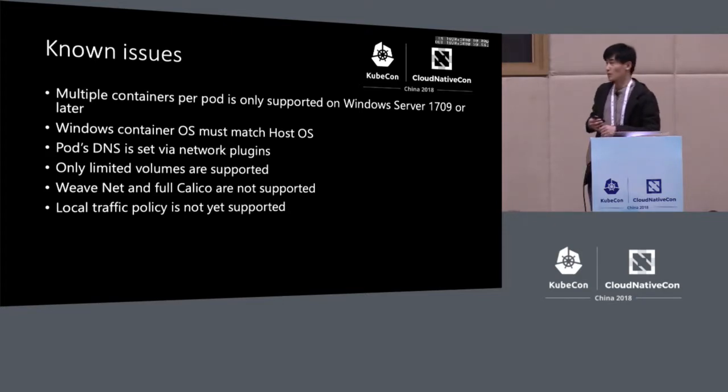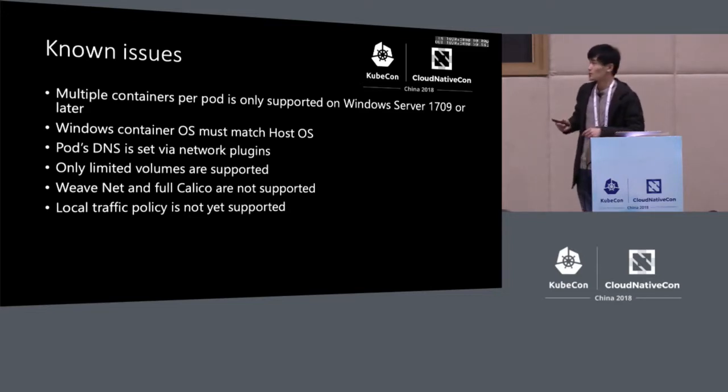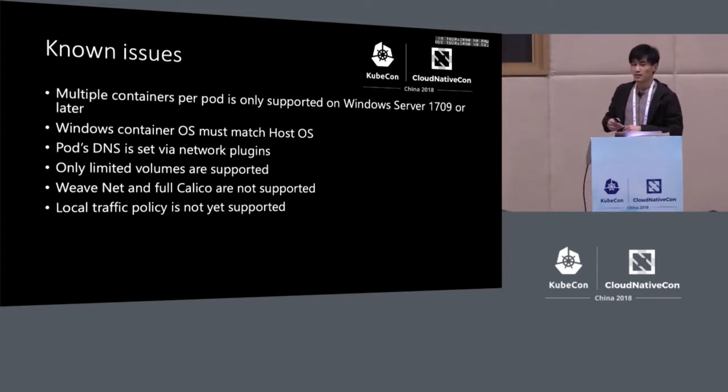We have lots of known issues in terms of limitations of running Windows containers. First of all, for the multiple containers pod, this is very common actually. We need Windows Server 1709 or a later version. If you use previous versions, then this cannot run. And also we have discussed two isolations, including Hyper-V. Now Hyper-V only supports a single pod. If you have multiple pods, you have to go through Server 1709 or later versions. You cannot use Hyper-V for isolation.